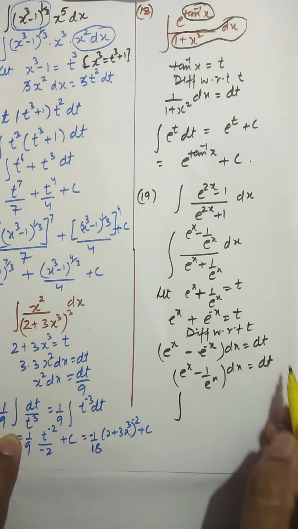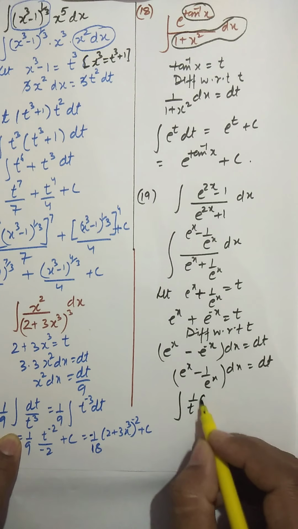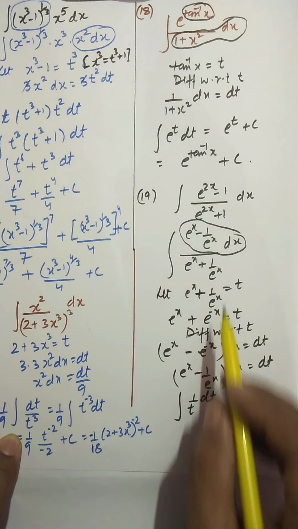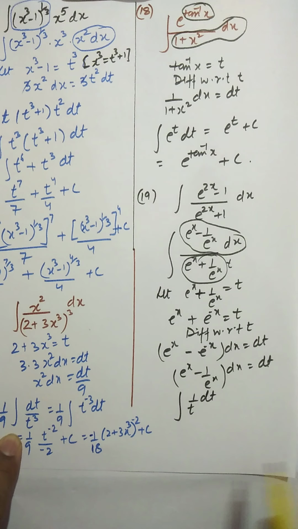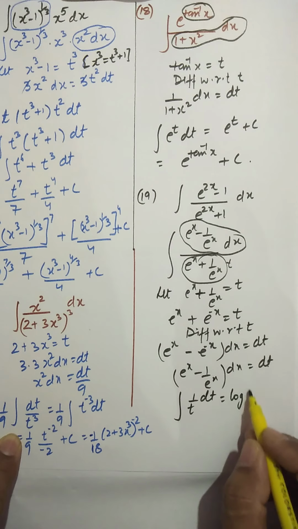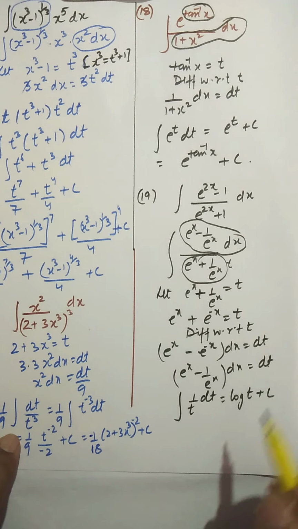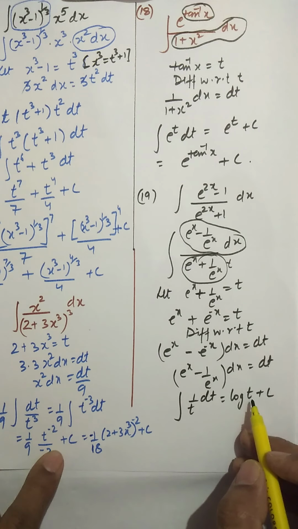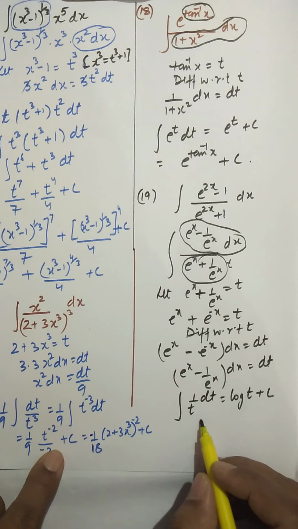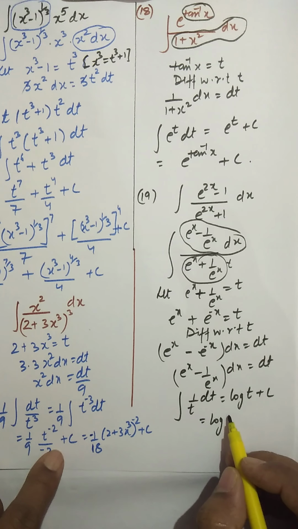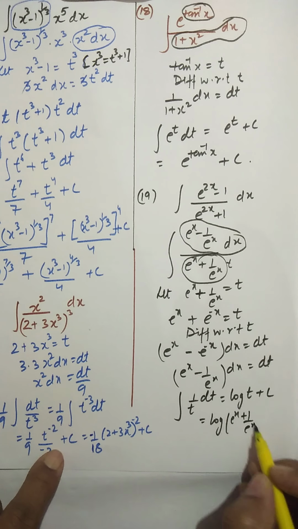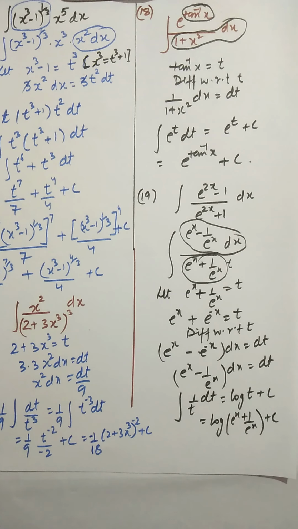So after substituting all these values, you are going to get 1 upon t dt, because you have assumed this as dt, and this you assumed as t. So 1 upon t. Now you are going to get log t plus c. Now the exponential function is always positive, so you have no need to put mod here. So this is log t plus c. Now just finally substitute for t. You assumed t as e^x plus 1 upon e^x, and plus c. So you may leave the answer here only, no issue with this.